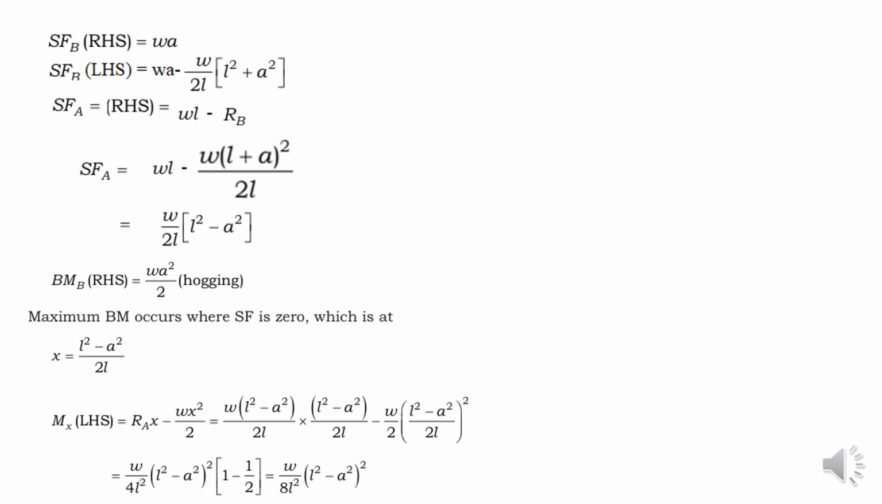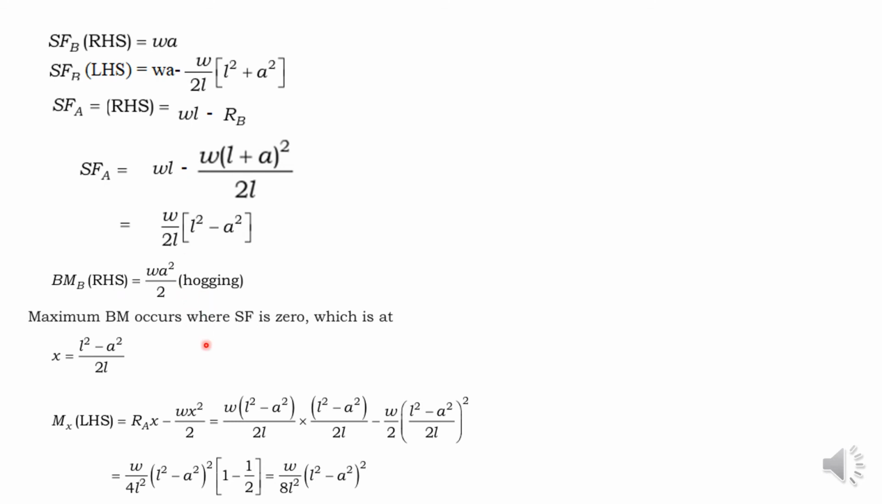These are the steps for drawing the shear force. The shear force at B is wa, and the shear force at B considering the left-hand side is wa minus w by 2L into (a squared plus L squared). The shear force at A considering the right-hand side is wL minus RB, and the net shear force at A will be w by 2L into (L squared minus a squared). The bending moment at B will be w a squared by 2, which is negative.